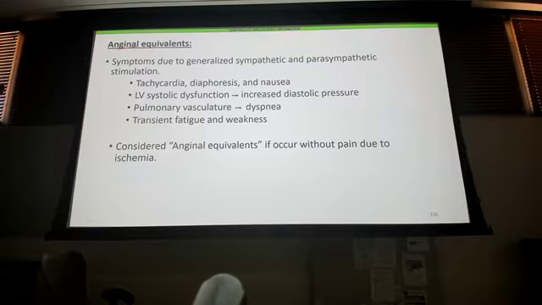And these anginal equivalents are brought on by the sympathetic parasympathetic nervous systems kind of working to try to fix the problem. So what ends up happening is you may notice this unprovoked tachycardia. They may have sweating or diaphoresis when they haven't been working out or anything like that. They may feel nauseated or even vomiting because of that. And then you may start to notice some symptoms associated with decreased cardiac function.